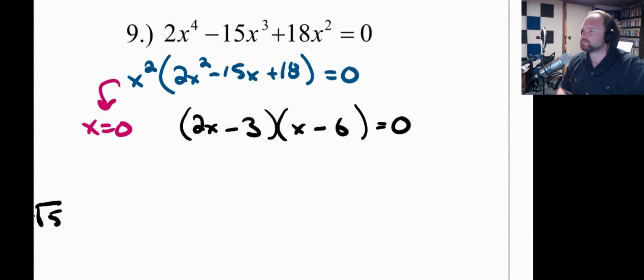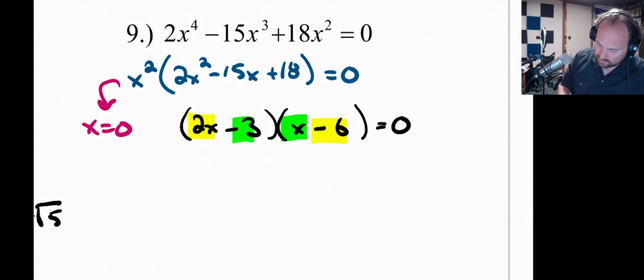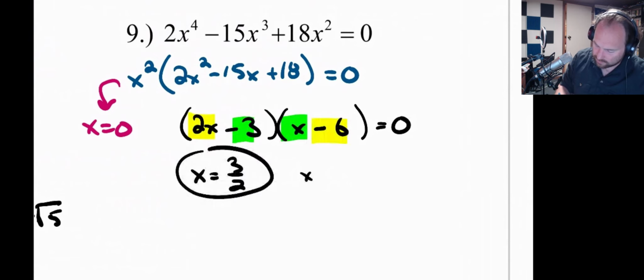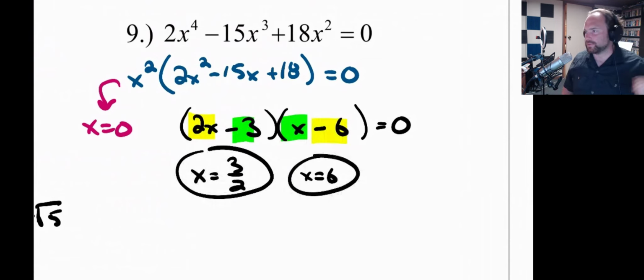Yeah. So now when you do negative 6 times 2x, you'll get 12. And when you do negative 3 times positive x, you get 3, and 12 plus 3 is 15. There it is. So the other answers are x equals 3 over 2 and x equals 6. There you go. So there's 4 solutions: 6, 3 over 2, 0, and 0.